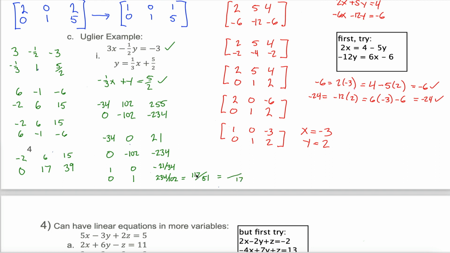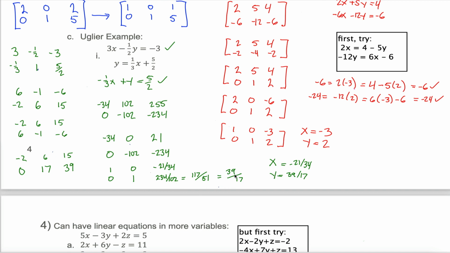117 divided by 3, well, let's see, 120 divided by 3 is 40. But I don't have 120. I'm 3 short of that. So I don't get 40. I only get 39. Anyways, the solutions are that x equals negative 21 34ths and y is equal to 39 17ths. Note that 39 17ths is equivalent to 234 divided by 102, and it would have been totally fine to state your answer for y as that number.